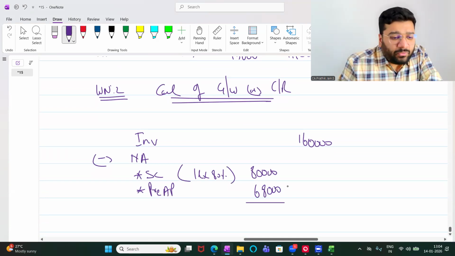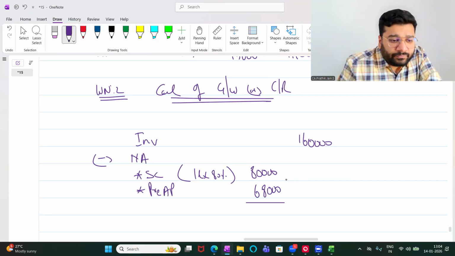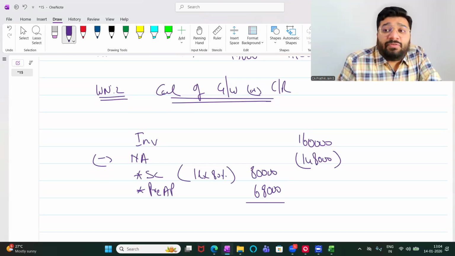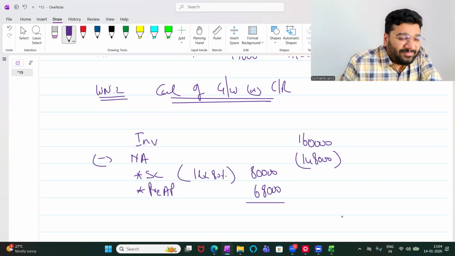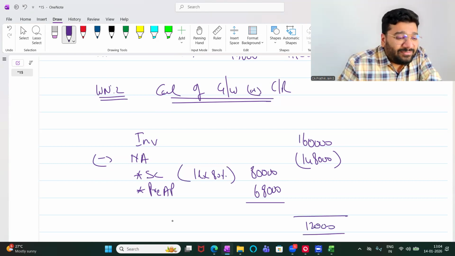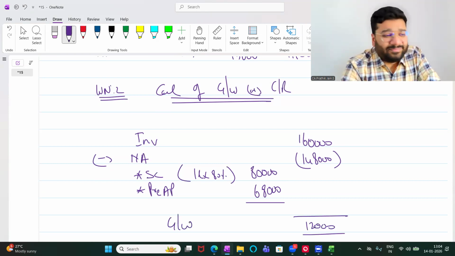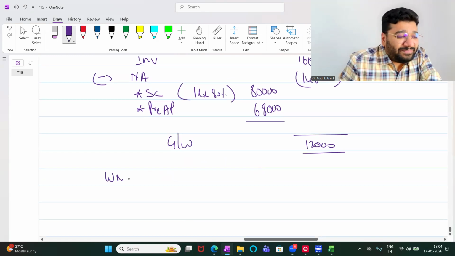What is the total net assets now? 1,48,000 is the benefit you're getting. And how much have you paid? 160 you have paid. Have you paid more or less? We have paid more. Smart fellow. 12,000 is goodwill.